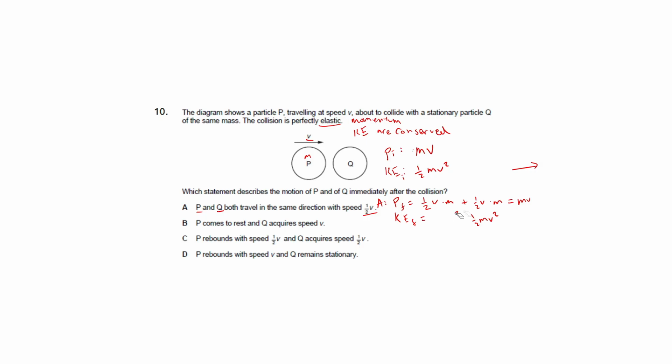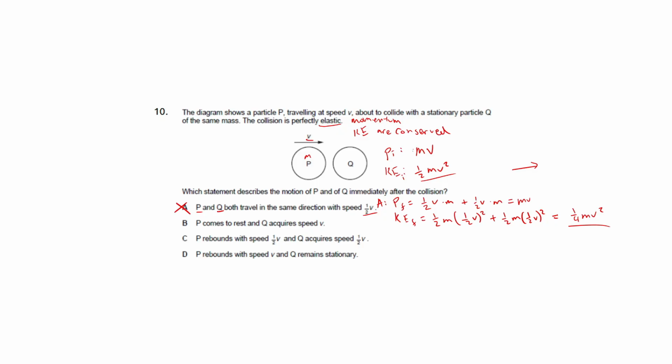Actually, I wrote this wrong. Sorry. So 1/2 m, and then we're moving at half velocity, right? Plus 1/2 m times 1/2 the velocity squared. And then you actually get, I believe, 1/8 times 2, so it's 1/4 mv squared. And oh no, it's not the same. So in this case, A is not the right answer.